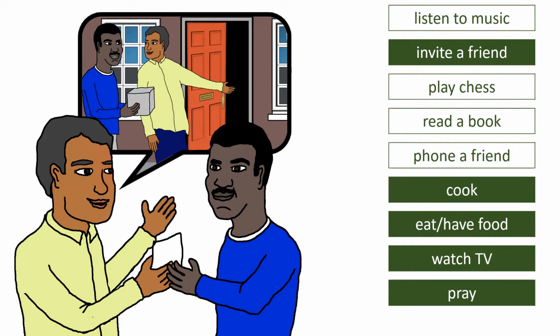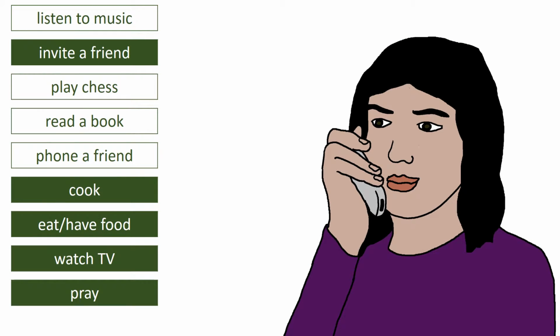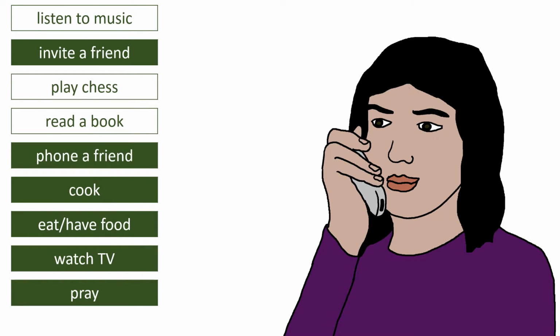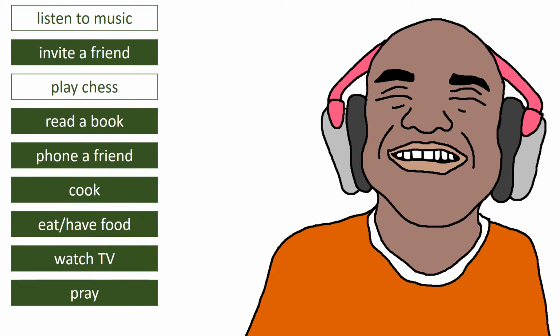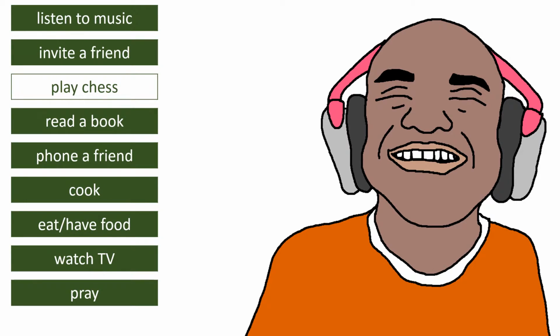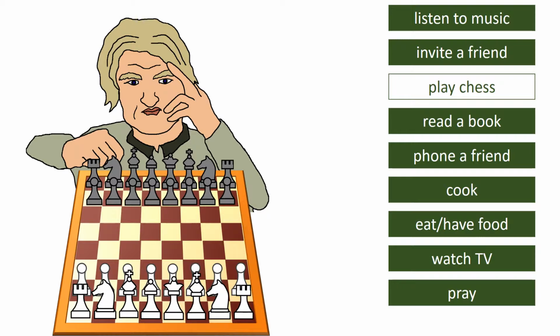Invite a friend. What's the verb? Phone a friend. What's the verb? Read a book. What's the verb? Listen to music. What's the verb? Play chess.